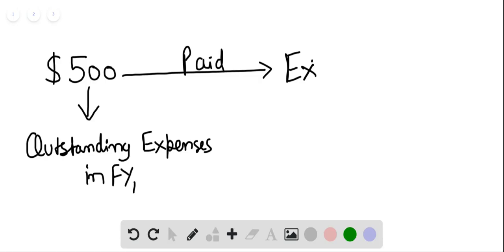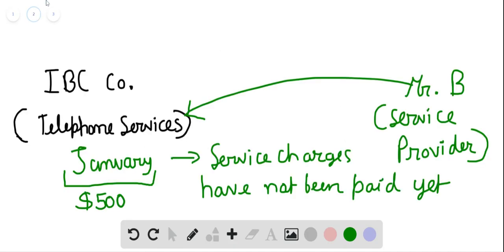However, whenever these $500 will be paid, let's say in financial year 2, then we will recognize them as expenses and we will charge it to the statement of profit and loss in financial year 2, that is the subsequent financial year. Okay, so we have derived our solution.